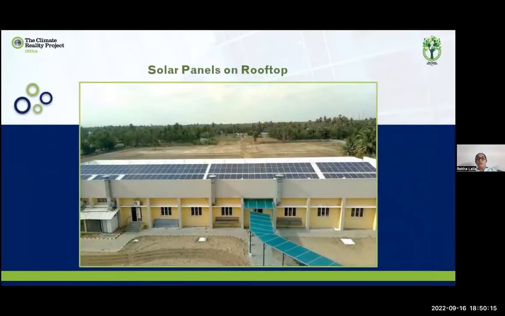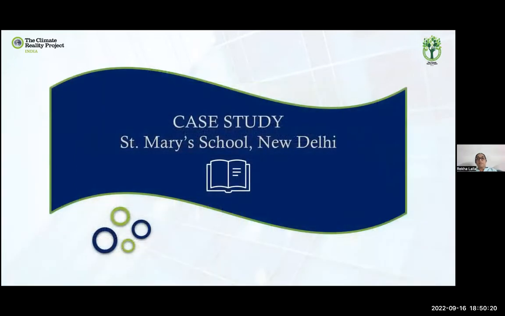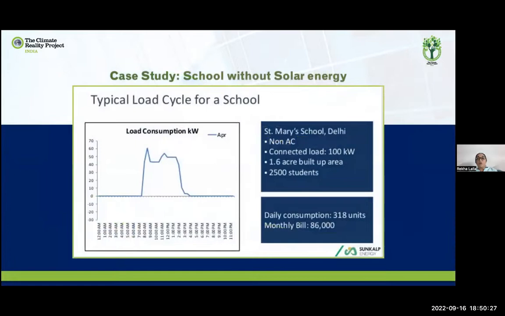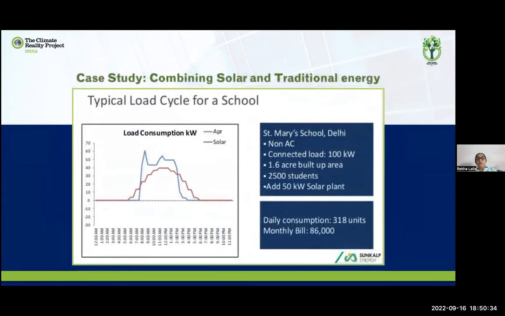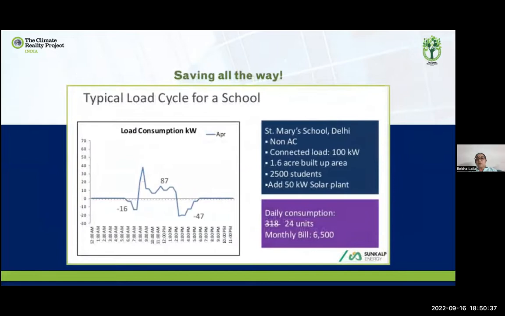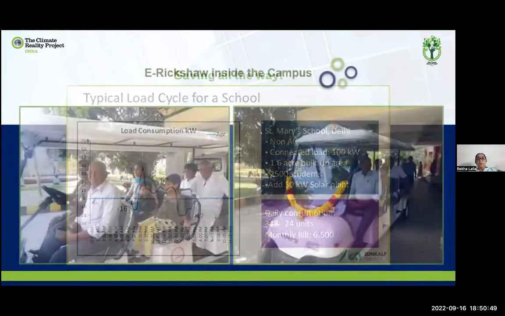So this is what the schools have already done. This is one of the schools in Andhra Pradesh. We have a case study of a New Delhi school also. I have joined from New Delhi only. So what they have done is, they had a daily consumption of 318 units, and an 86,000 INR bill, which was reduced to 6,500 only when they installed solar in their school. And during the COVID period, they have even given power to the grid as well. So this is the way, saving all the way. And that's what we teach.